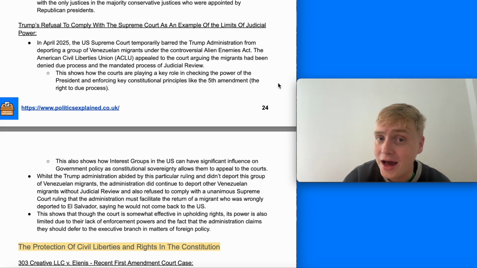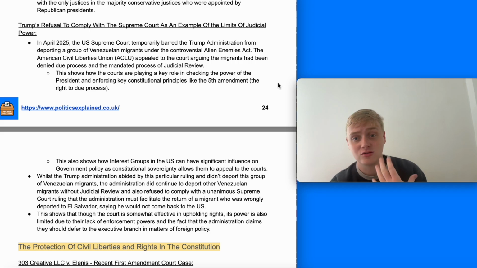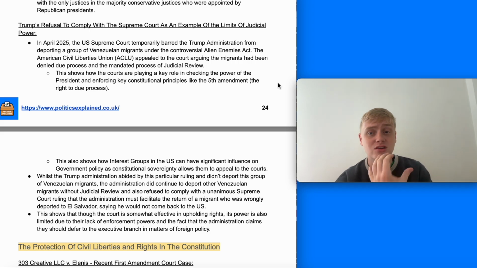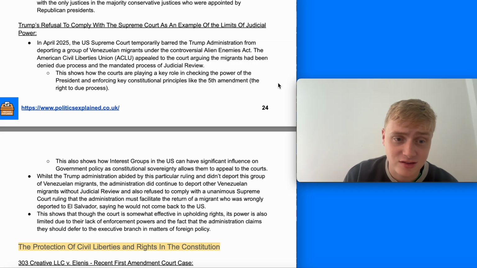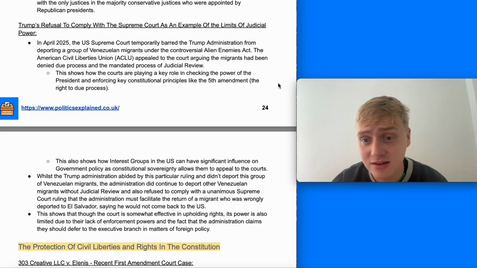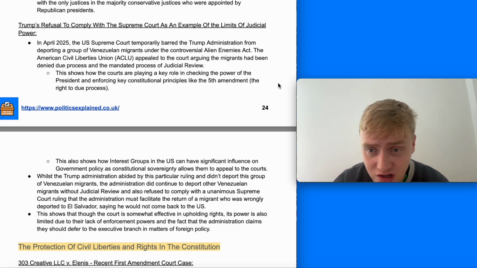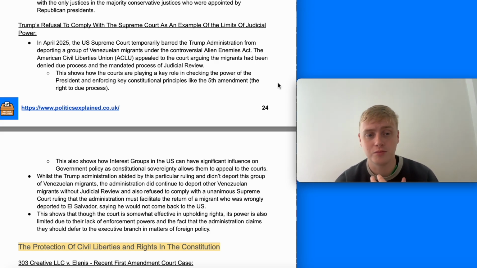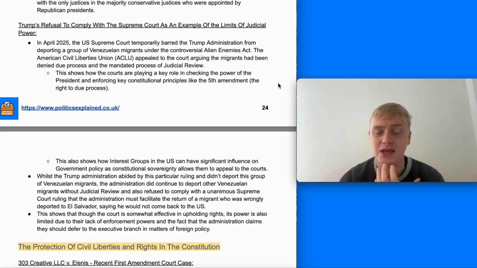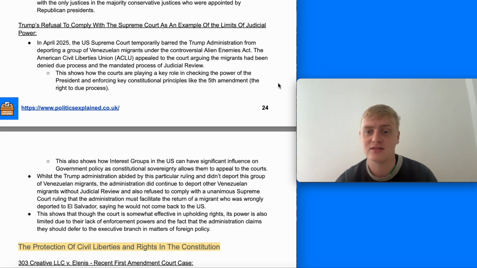So on the one hand, this shows how in some cases the Supreme Court can have power, but crucially a big shift in relation to the Trump presidency is that it's willing in certain cases to not listen to the judiciary, to not listen to the Supreme Court. And that shows potentially, there's a good example you could use of how the Supreme Court's power has reduced and it's become somewhat ineffective in upholding rights, in this case, the Fifth Amendment.